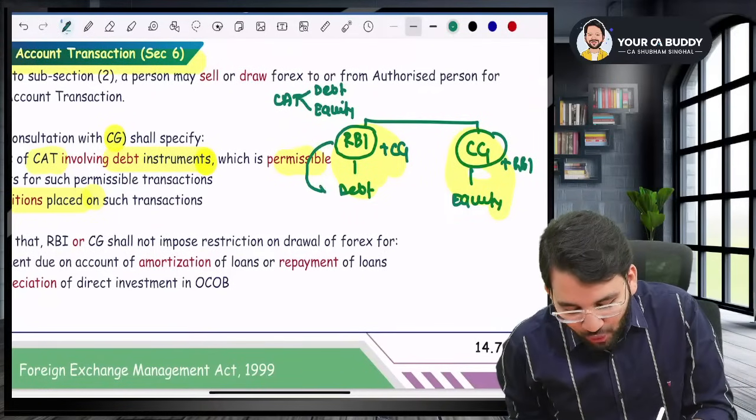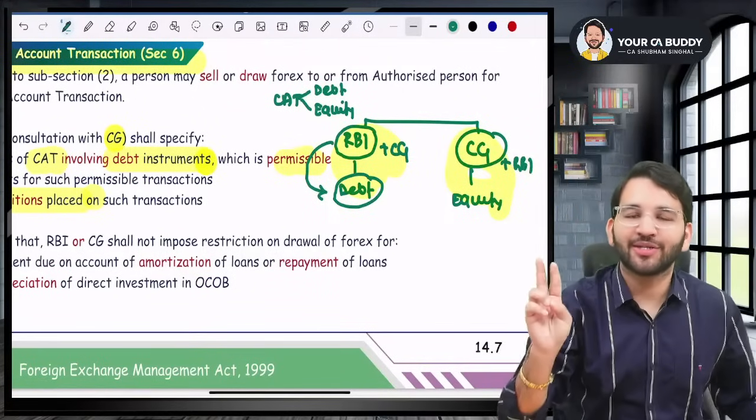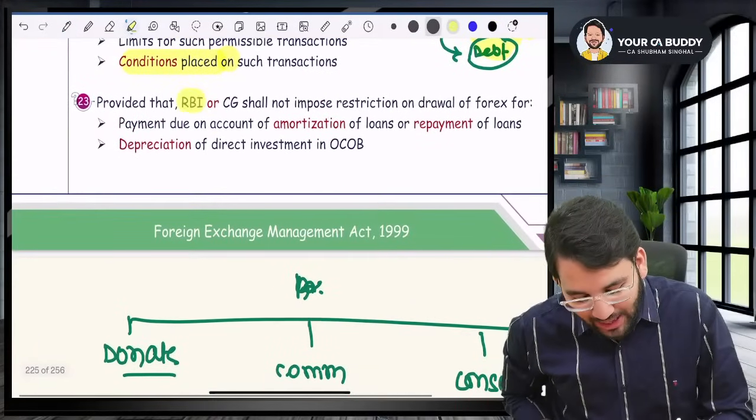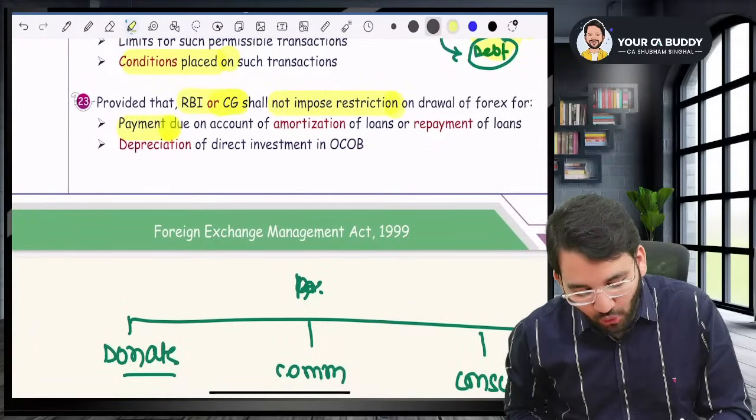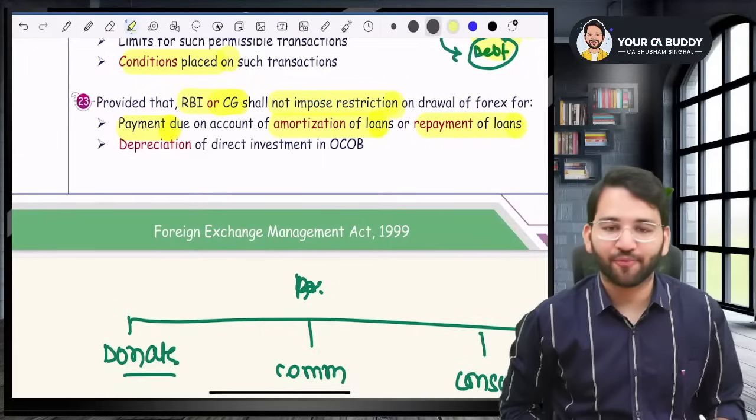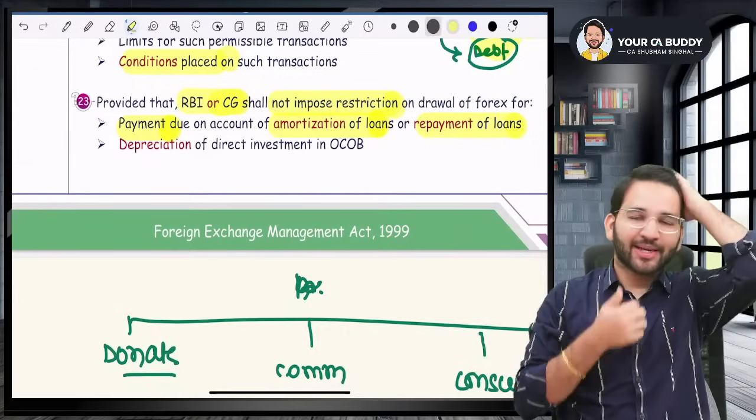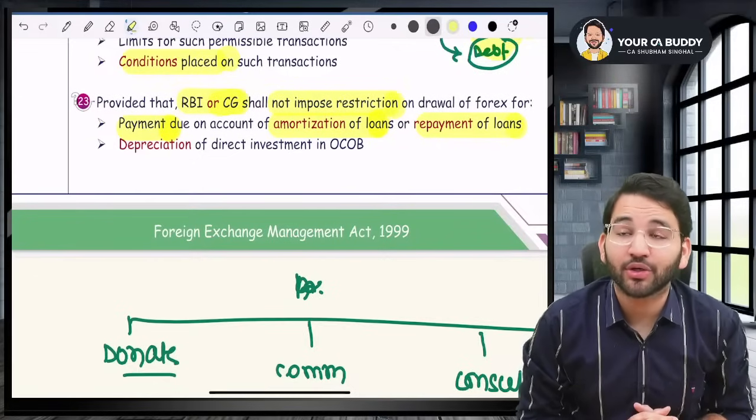Sir, RBI can put restrictions on debt instruments, but there are two transactions on which RBI or CG shall not impose restrictions. Number one, payment due on account of amortization of loan or repayment of loan. Sir, for example, I took a loan from JP Morgan. It is a capital account transaction. Now I am repaying that amount. That is also a capital account transaction.